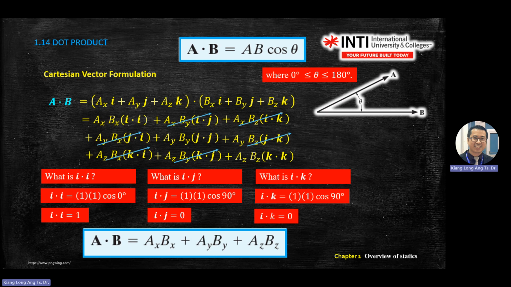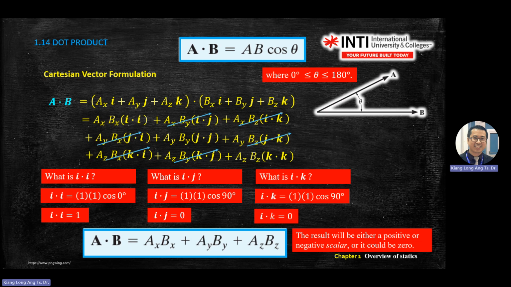And you expand this equation according to the question, you will get A dot B equal to AX BX plus AY BY plus AZ BZ. Okay. So this is the magnitude of the vector in X direction, in Y direction, in Z direction. So this is the first formula for today.